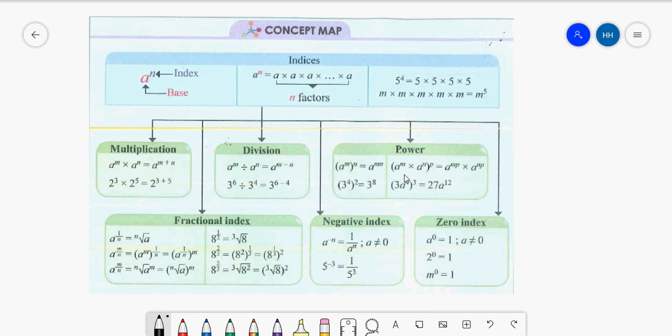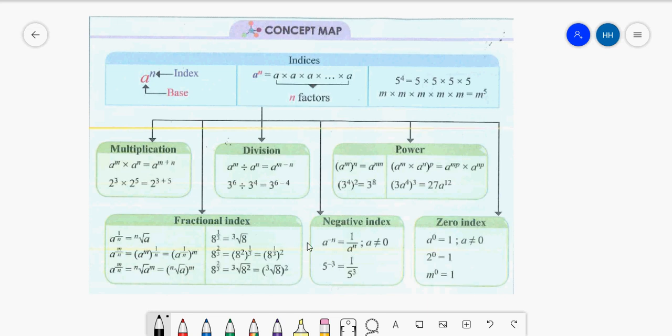The index inside, for each base inside the bracket, you must multiply with the index outside the bracket. So a to the power m multiplies with p, a to the power n also multiplies with p. If here is b, you also need to multiply the power. And then you have fractional index. Fractional index you can write in root form.